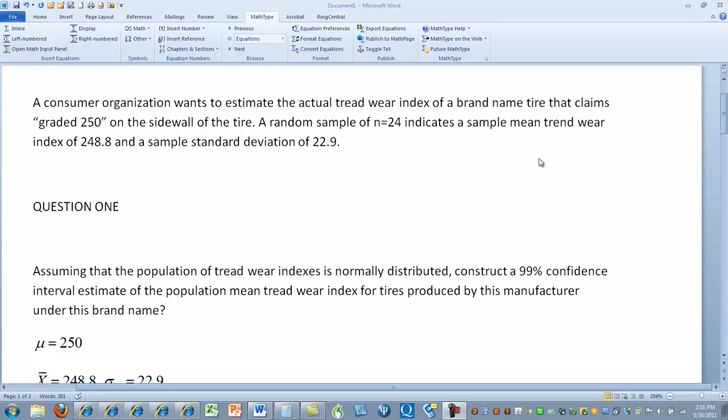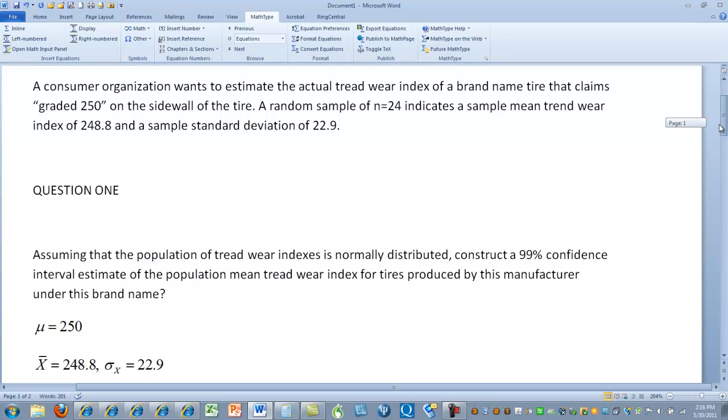A student asks: if there is a tire with a grade of 250, meaning a tread wear index of 250 is considered the population value, and we take a random sample of 24 tires and measure their tread wear, and get a value of 248.8 with a sample standard deviation of 29.9. Now let's say that the population tread wear is normally distributed.